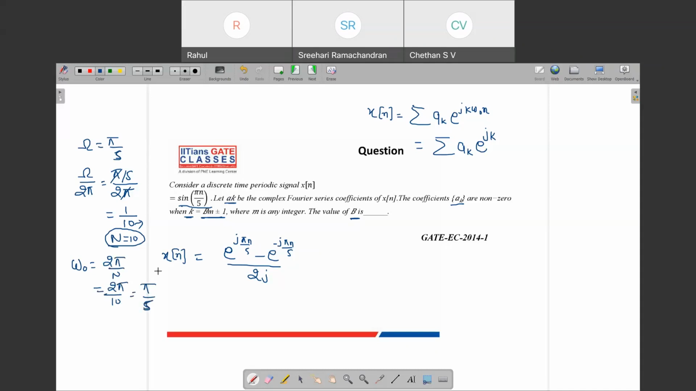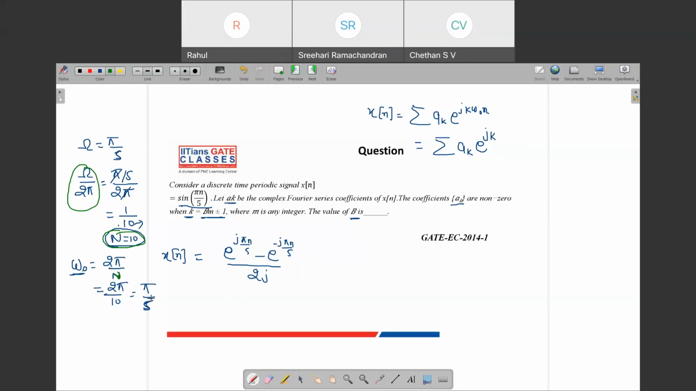Here it looks like we can directly put it here, but in some cases it is not very straightforward to just directly put it here to find the omega naught. In some cases you need to take this ratio, find out what is the capital N, and then do omega naught equal to 2 pi by capital N. Sometimes this number will not be the same as this number.